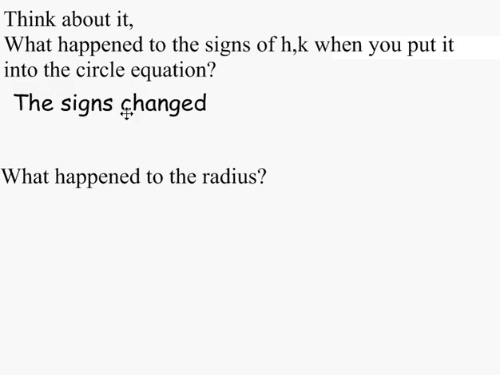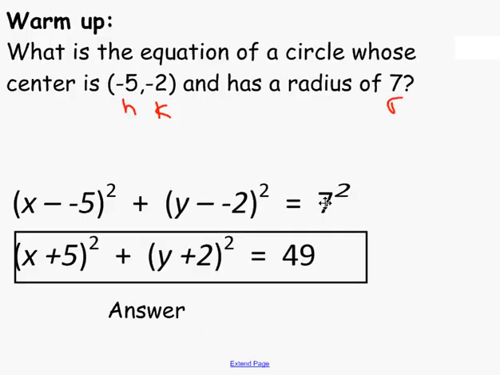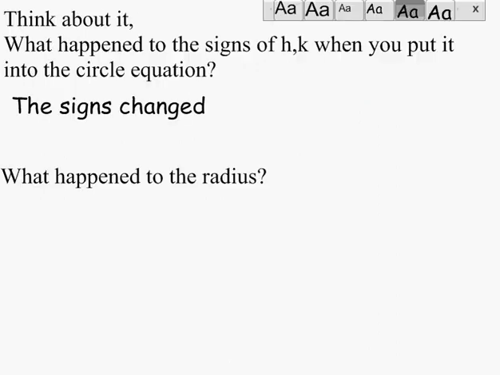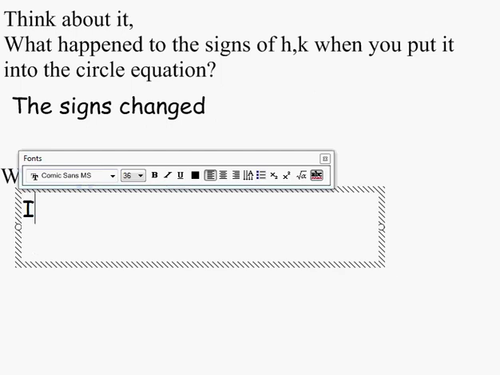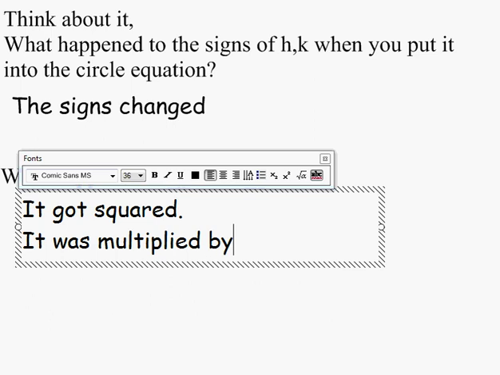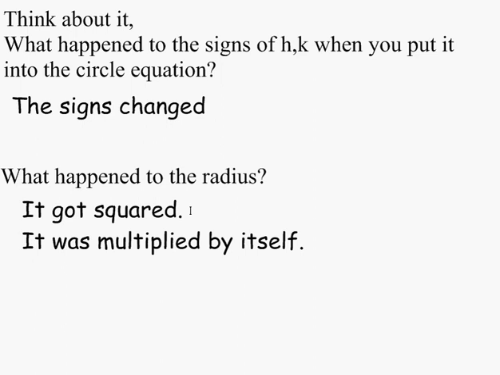What happened to the radius when you put it into the equation? Well, the radius got squared, and that's how we got this 49 over here. So we're going to say, what happened to the radius? It got squared. We can also say it was multiplied by itself. That's what squaring means. So it was not multiplied by 2, okay? That's a common mistake of students. Multiplying by 2 and squaring is not the same thing. All right, so keep these two things in mind because we're going to keep coming back to this.